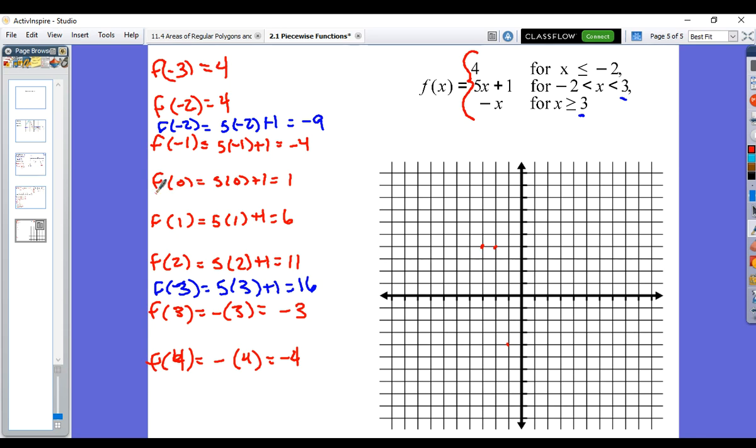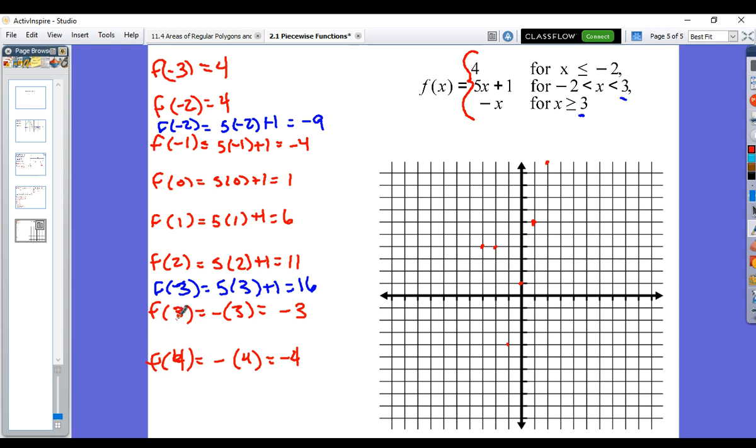Where do we go? When x is 0, it's at 1. When it's 2, it's at 11. No, when it's 1, it's at 6. X is 1, y is 6. So 1, 2, 3, 4, 5, 6. When x is 2, y is 11. So 2, 11.